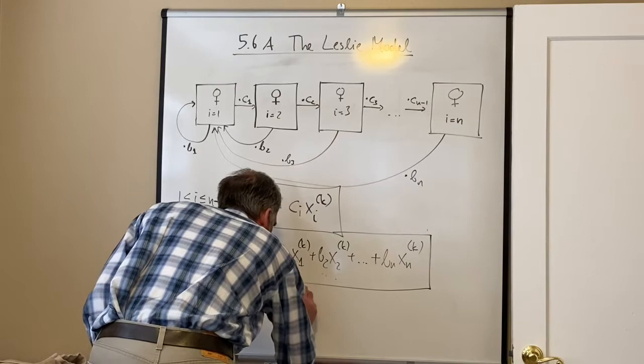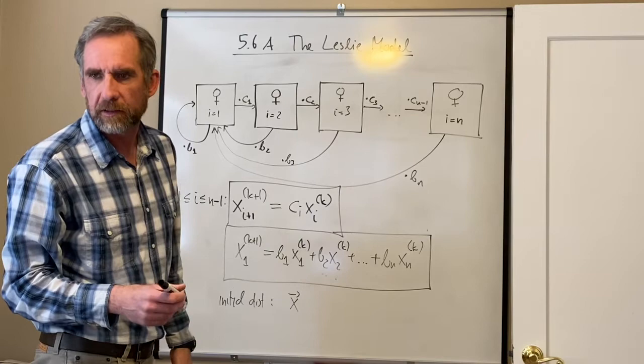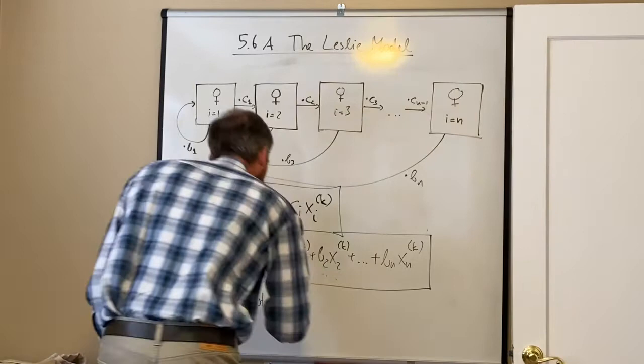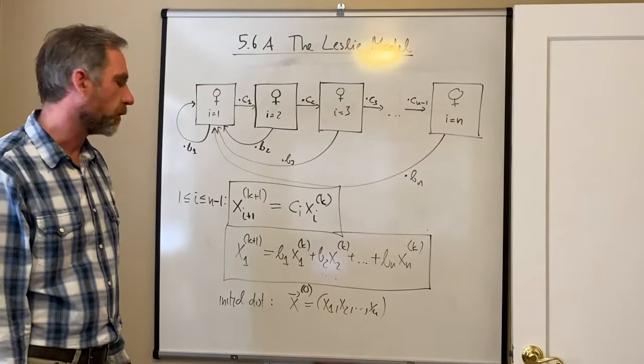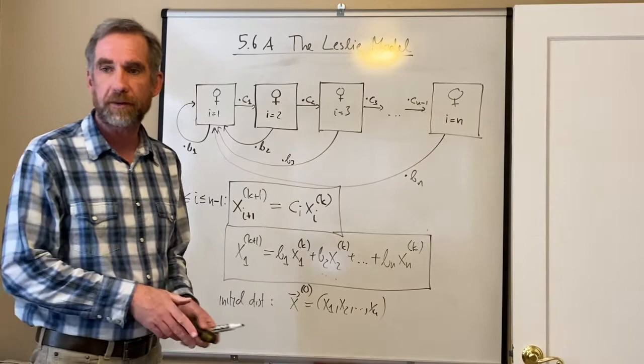I'm not sure if I'm using 0 or 1 here. I think I'm using probably zero, okay? So if I have an initial distribution in those n age groups, what happens to that initial distribution in the long run, okay? And so again, the first step to get there is to set up the Leslie matrix, which is simply a matrix version of these equations here.